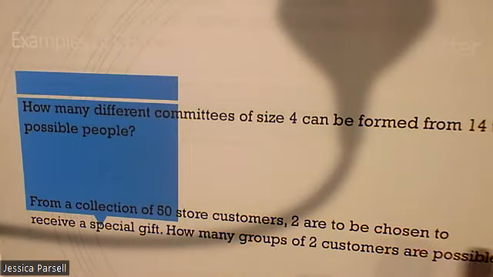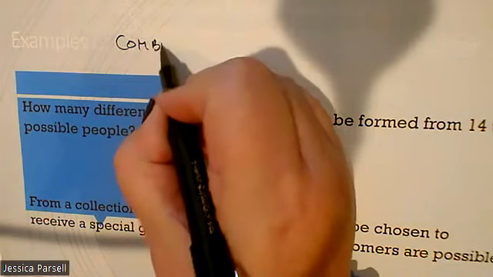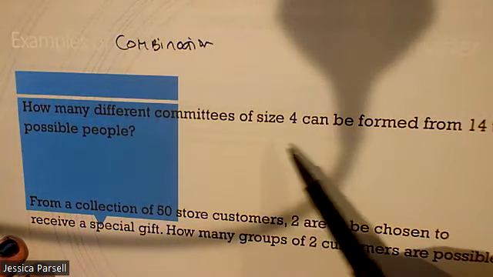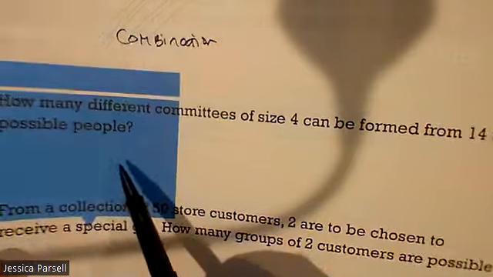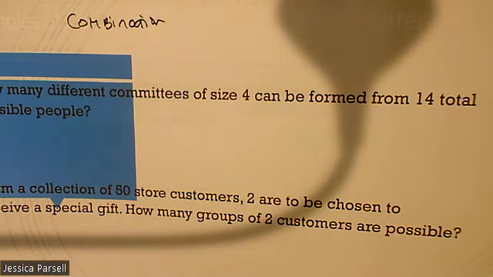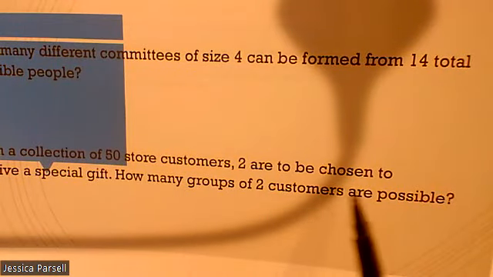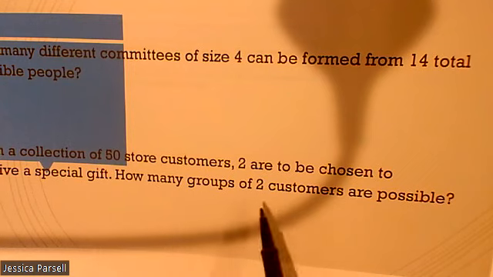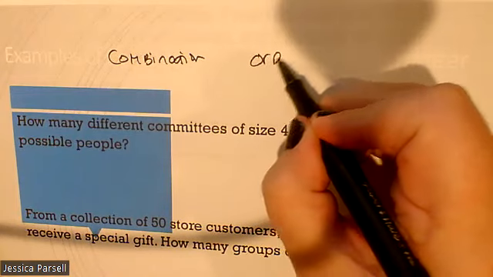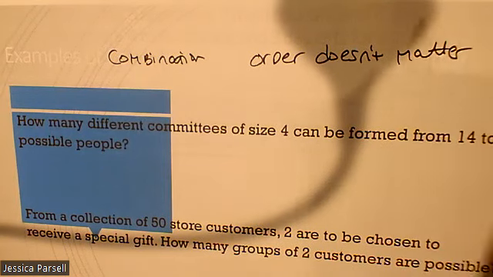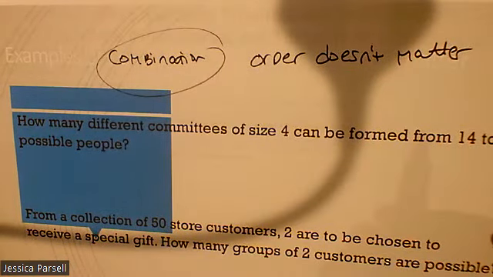Okay, this is an example of a combination. Let's see why. How many different committees of size 4 can be formed from 14 total possible people? They're not saying anything about order. Also, from a collection of 50 store customers, 2 are to be chosen to receive a special gift. How many groups of 2 customers are possible? Again, they're not saying anything about order mattering, so order doesn't matter. If they don't say anything about that, then we're going to go with the combination all day long.